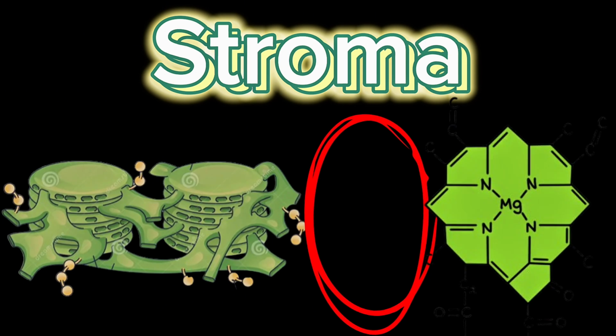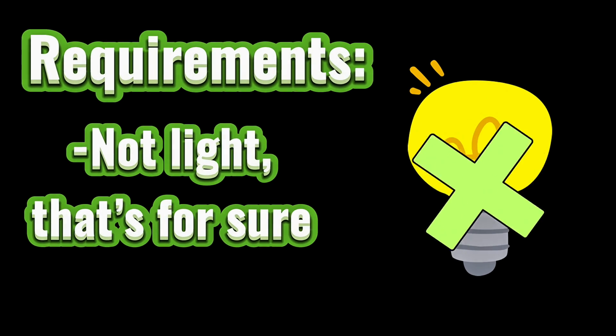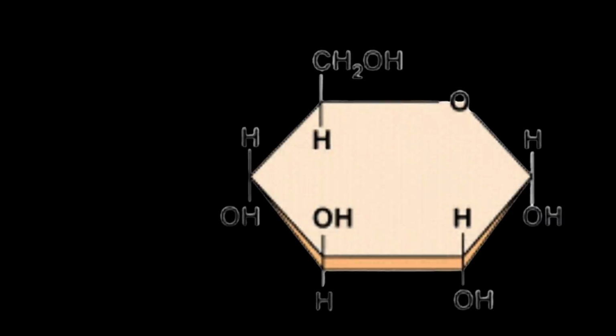Light-independent reactions, or the Calvin cycle, take place in the stroma, the space between the thylakoid membranes and the chloroplast. It doesn't require light, hence the name, and during it ATP and NADPH molecules turn into carbohydrate molecules, like glucose, from CO2.